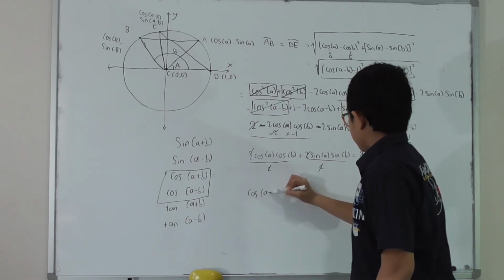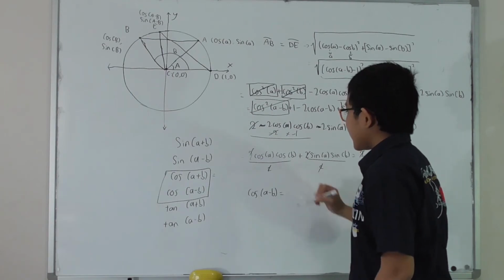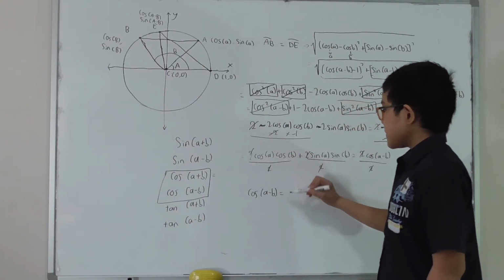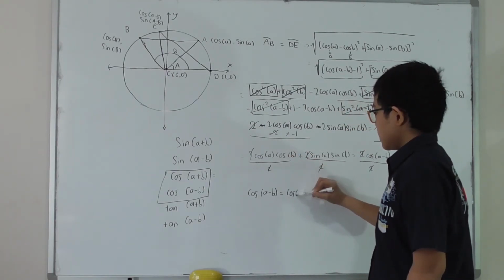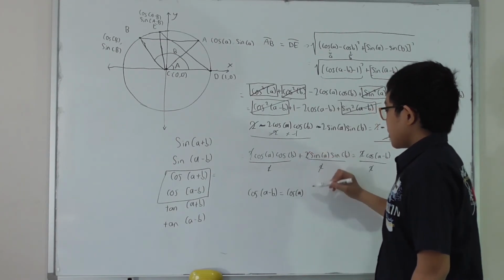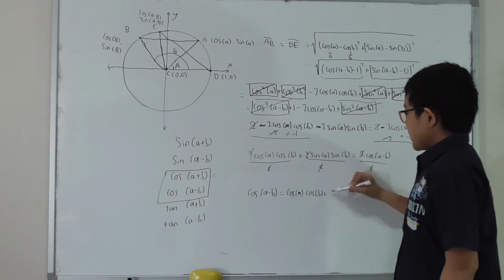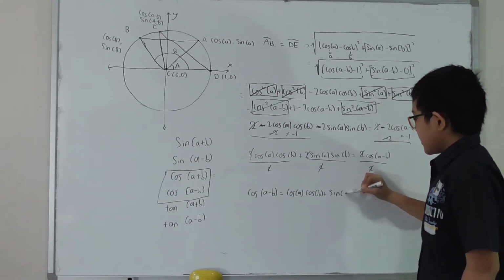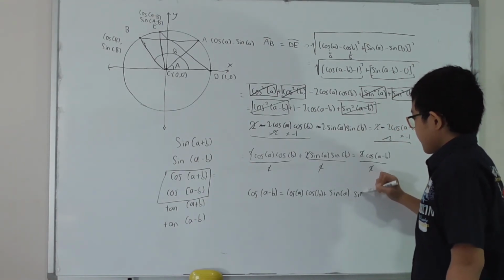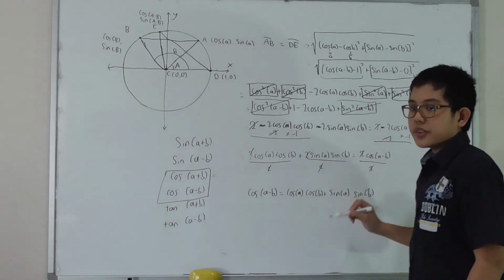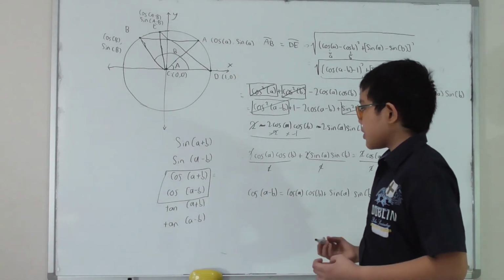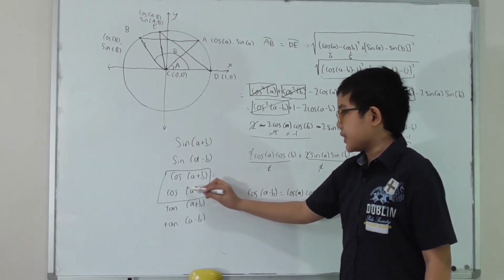Cosine of A minus B is going to be equal to cosine of A times cosine of B plus sine of A times sine of B. And there you go. That's the proof of our law of cosines, but that's only cosine of A minus B.